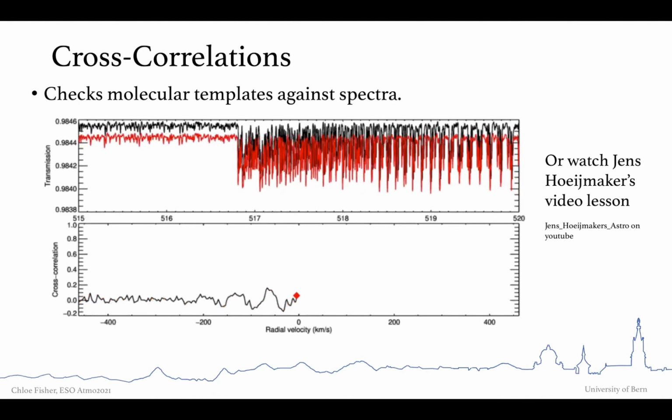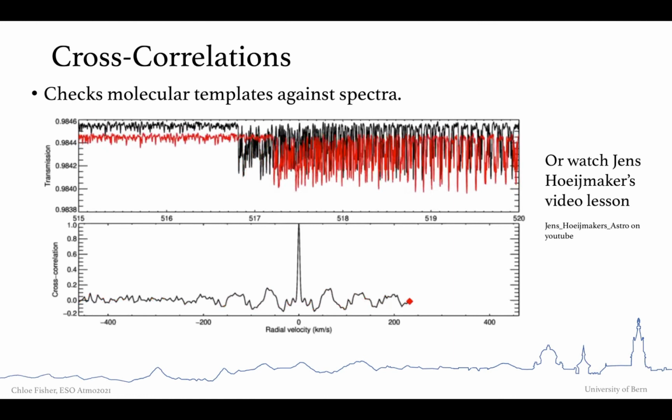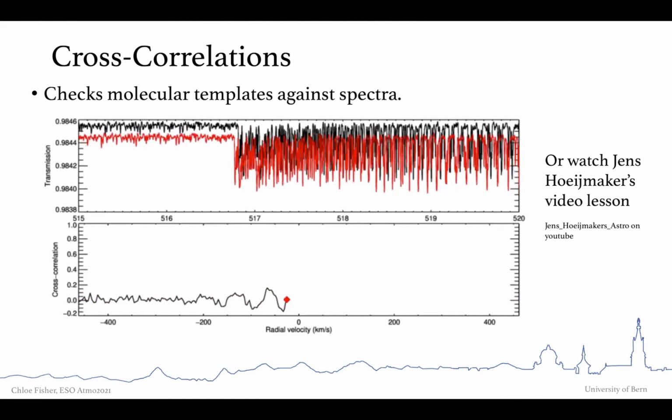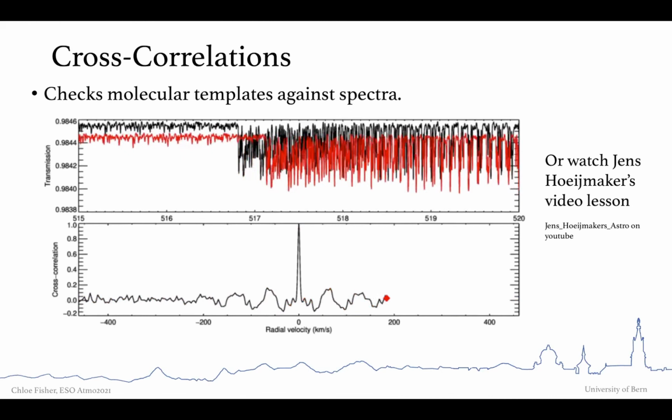I don't think Jens mentioned this yesterday, but if you're really new to all this stuff and you're a bit overwhelmed, which is very understandable, Jens has a really cool YouTube video where he talks about how this stuff works. It's quite short, and I thought it was really good. So if you want, look up Jens's YouTube and watch that, it gives you a nice introduction.